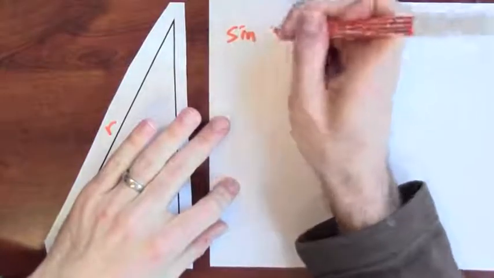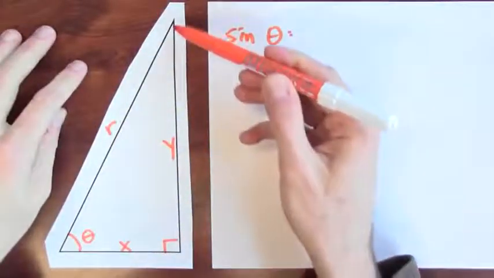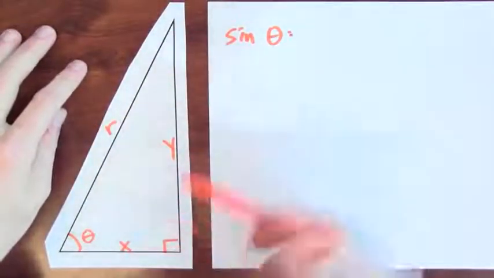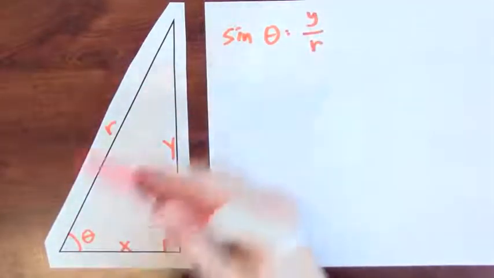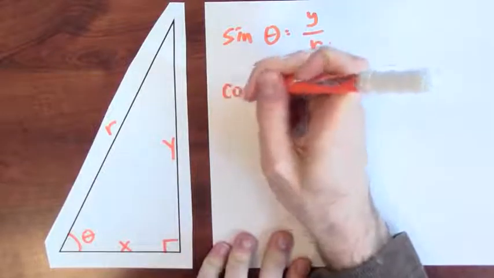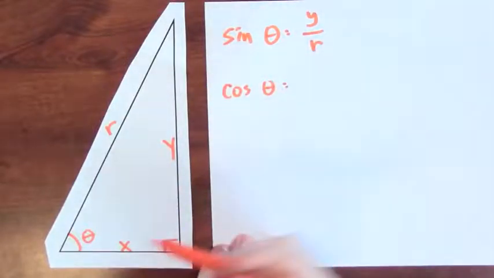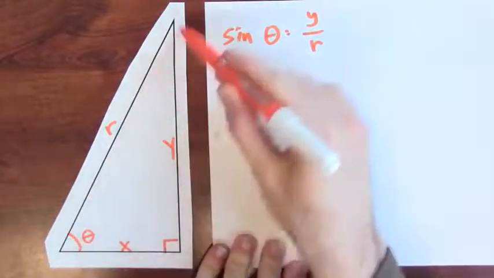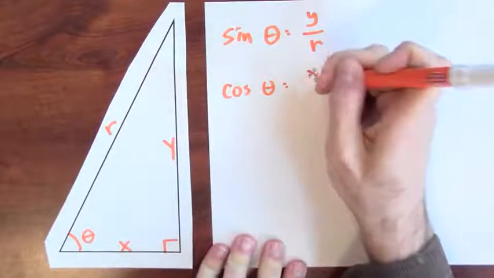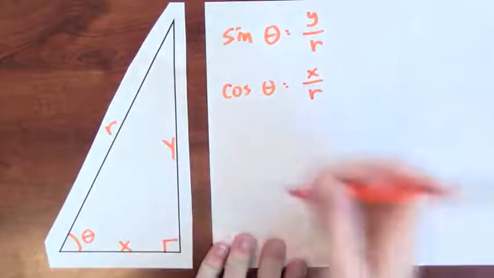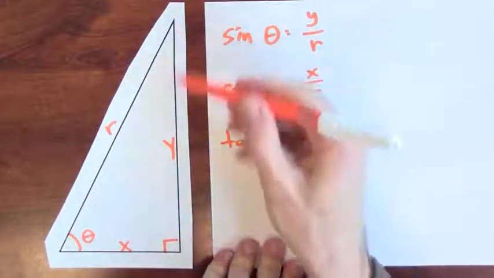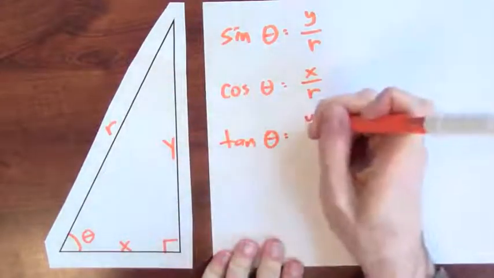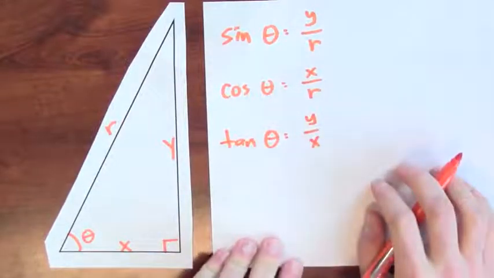We call the sine of theta the ratio between the height and the hypotenuse. So if you like, the opposite side and the hypotenuse, it's y over r in this diagram. The cosine of theta is the ratio between the adjacent side and the hypotenuse of the right triangle. It's x over r in this picture. And the tangent of theta, that's the opposite side over the adjacent side. It's y over x in this picture.